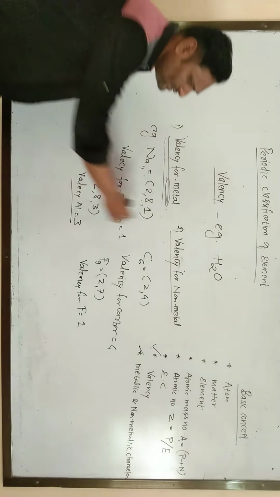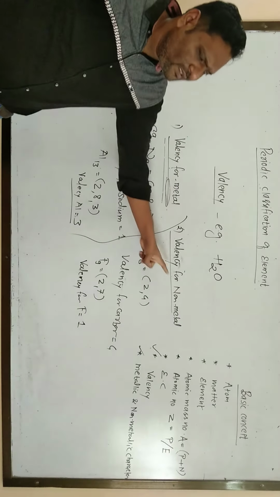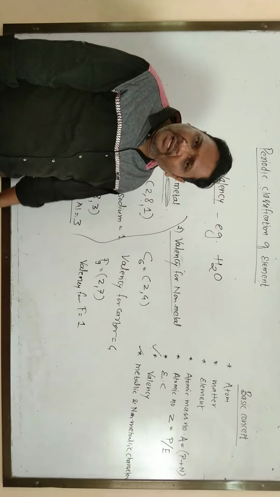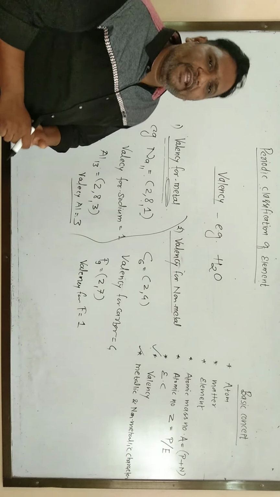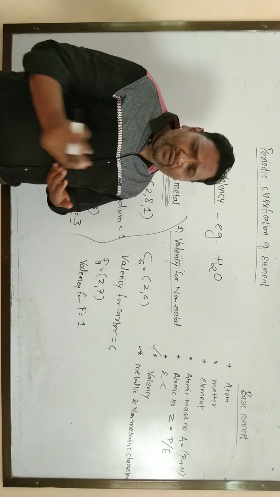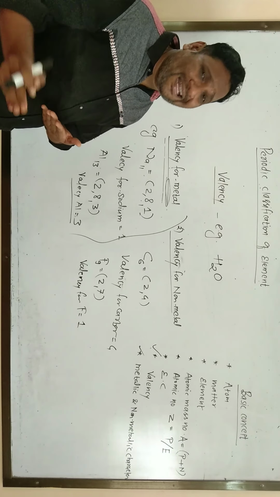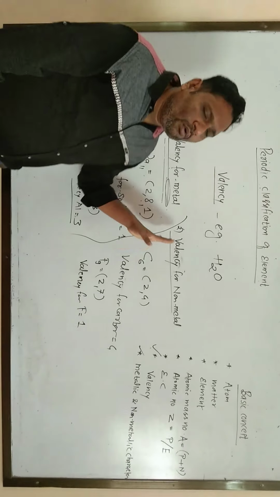Now turn towards the valency for non-metal. The valency for non-metal is nothing but the number of electrons gained or accepted. The number of electrons gained or accepted by the non-metal from the neighboring atom is known as its valency.